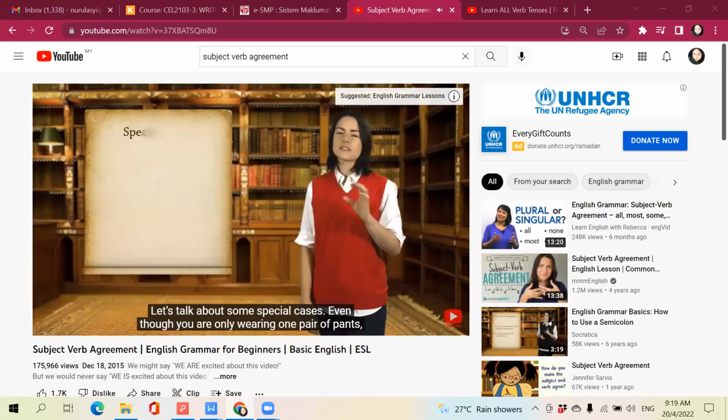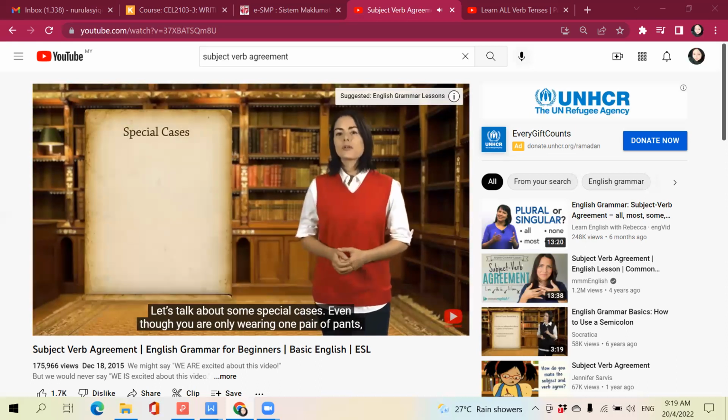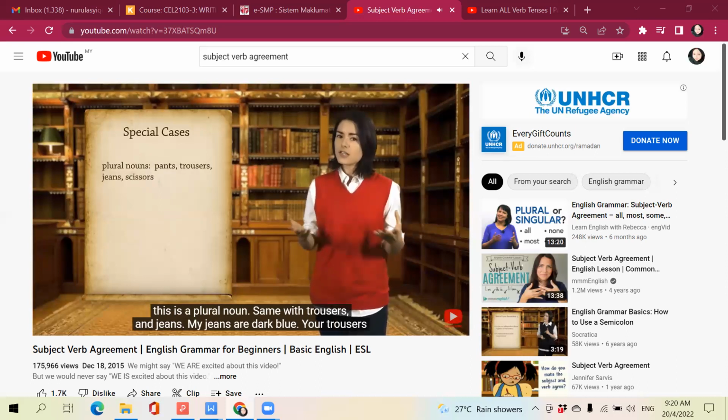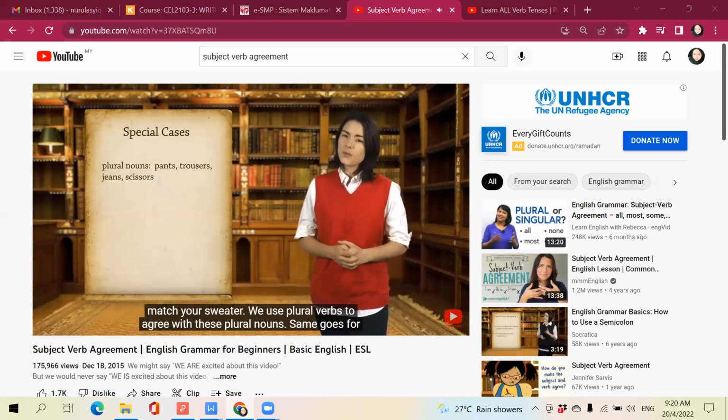Let's talk about some special cases. Even though you're only wearing one pair of pants, this is a plural noun. Same with trousers and jeans. My jeans are dark blue. Your trousers match your sweater. We use plural verbs to agree with these plural nouns.